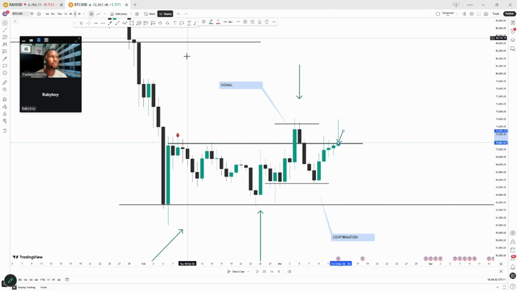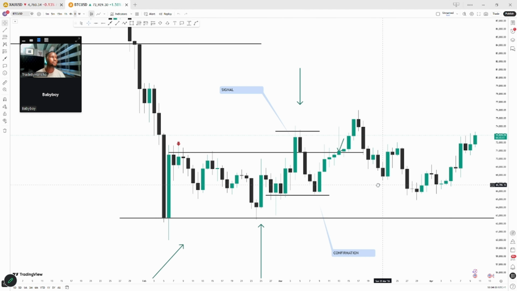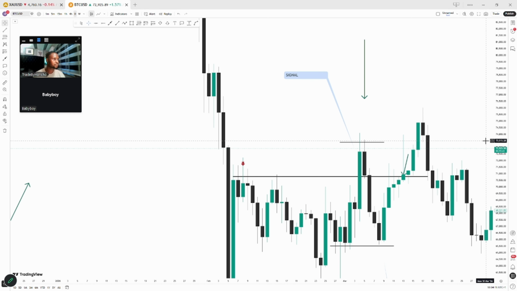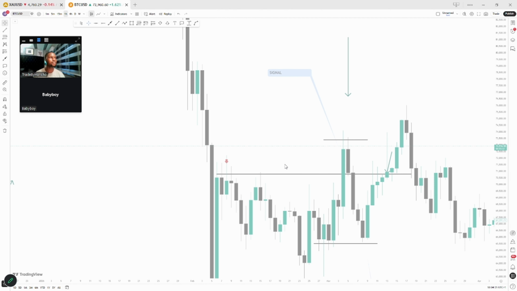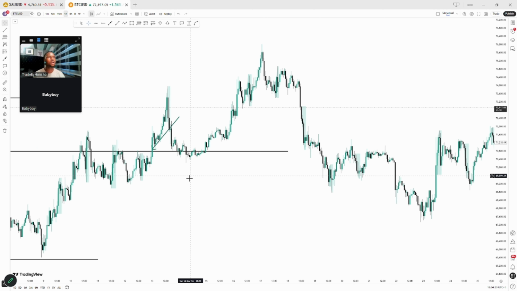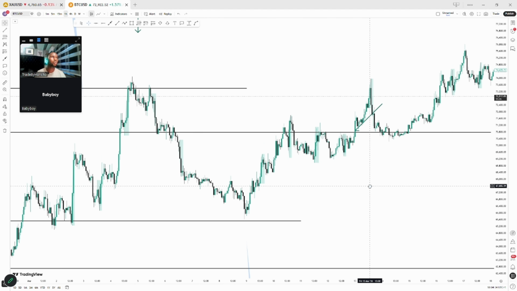So I want to leave the replay so you can see what happened here. Just forget as if this never happened. Over here, this was the break. So let's get down to the 1 hour and look for that chart. So this was the break. You can see it now. So now, what happened?